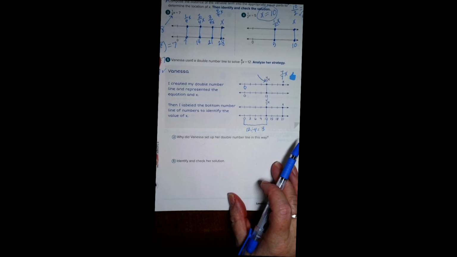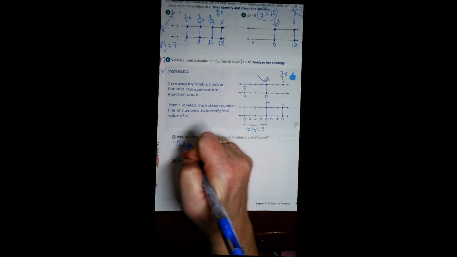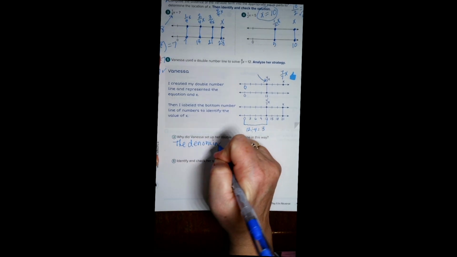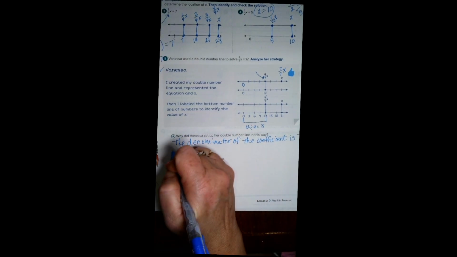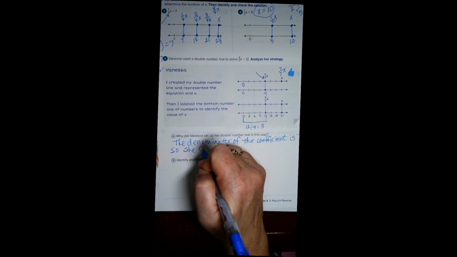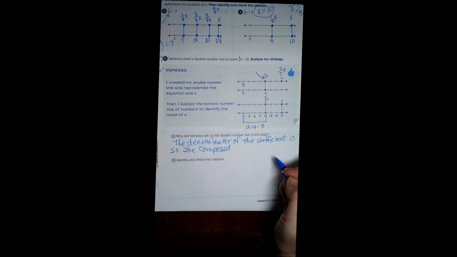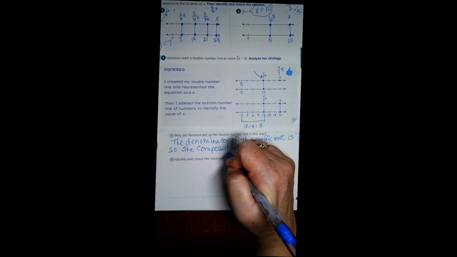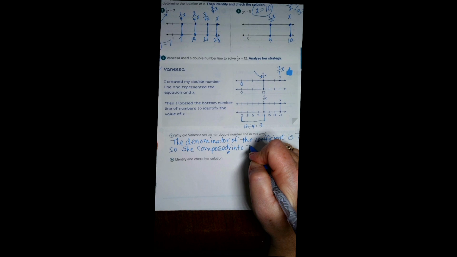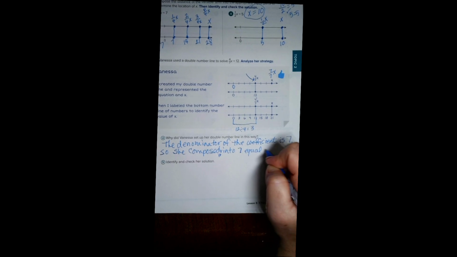So why did she set it up this way? The denominator of the coefficient is 7, so she composed it into 7 equal size parts.